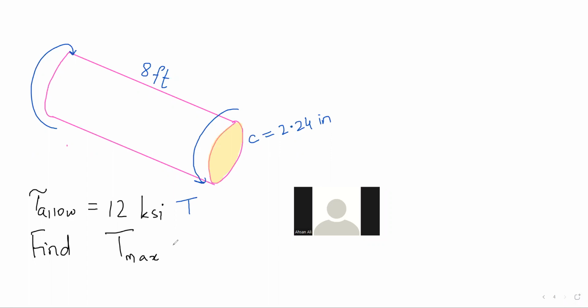So finish it. I have nice and beautiful 12 into 1000, kilo pound per square inch to pound per square inch. I multiplied with 1000, T max. Now, what is the value of rho or radius that you want to substitute? Of course, you are talking about the maximum shear stress, which has to be at the farthest point from the center. That will be the total radius, the C.